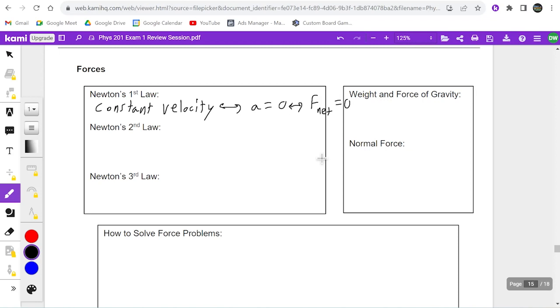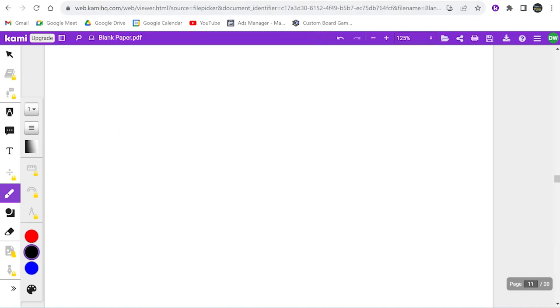Newton's second law is probably the most famous equation in all of physics. It's F equals ma. But I never write F equals ma. Instead, I always write this. I say F net x equals all the forces pointing right minus the forces pointing left.